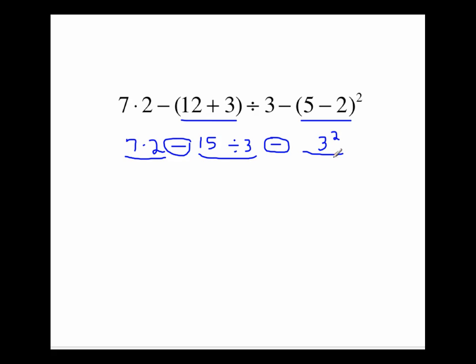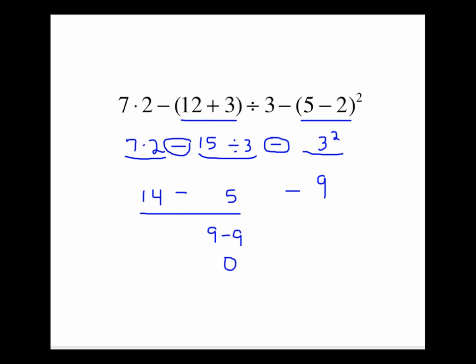Now in this, I've got 3 squared, which is an exponential expression that has to be done next. On this same line, because of the way I've separated this out from the plus and minus, I can do 15 divided by 3 is 5, and 7 times 2 is 14. Now we're down to simple arithmetic because it's all subtraction. 14 minus 5 is 9, 9 minus 9 is 0.